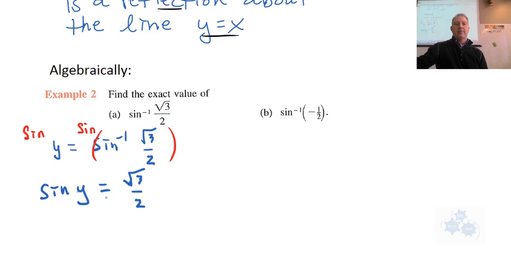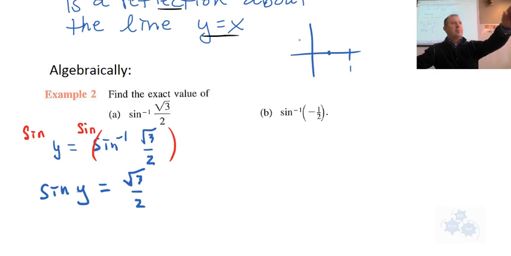So does anyone know offhand what this is? Root 3 over 2? So here's 1. Here's 1/2. Yeah, we've got the unit circle up over there. You see which one's root 3 over 2?